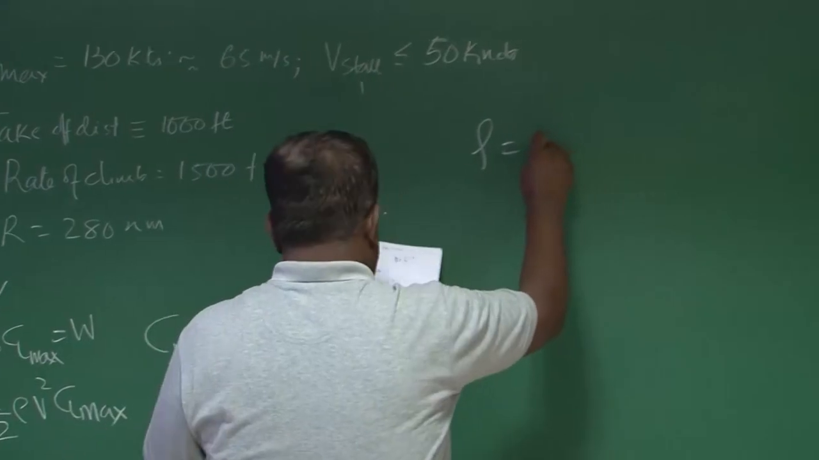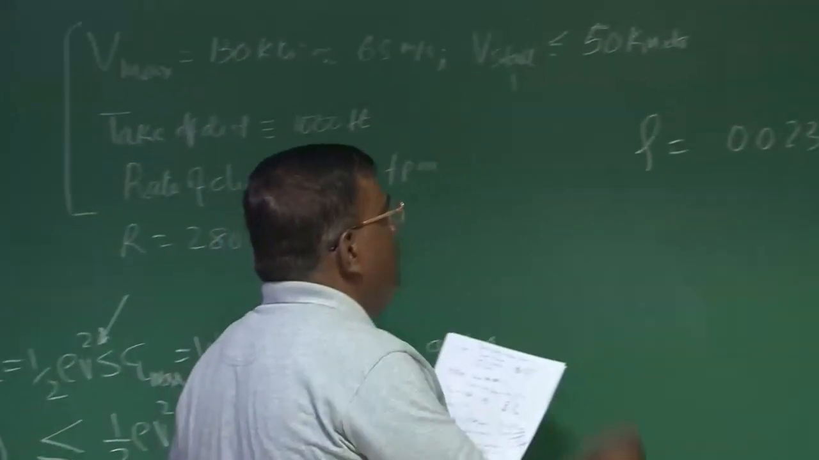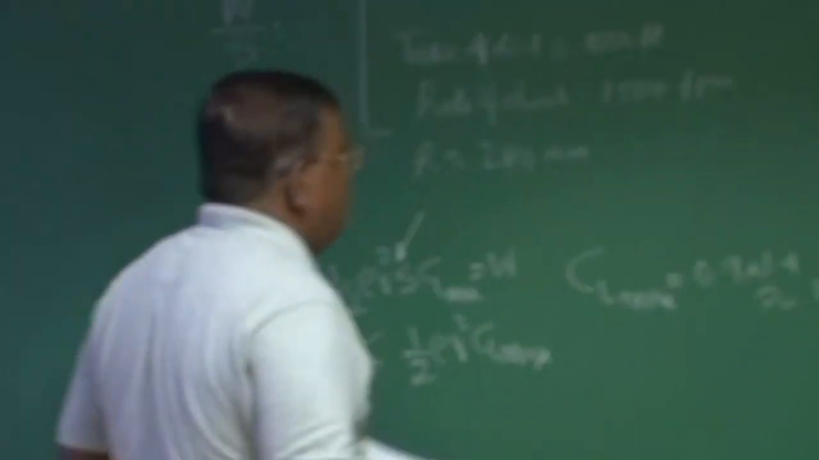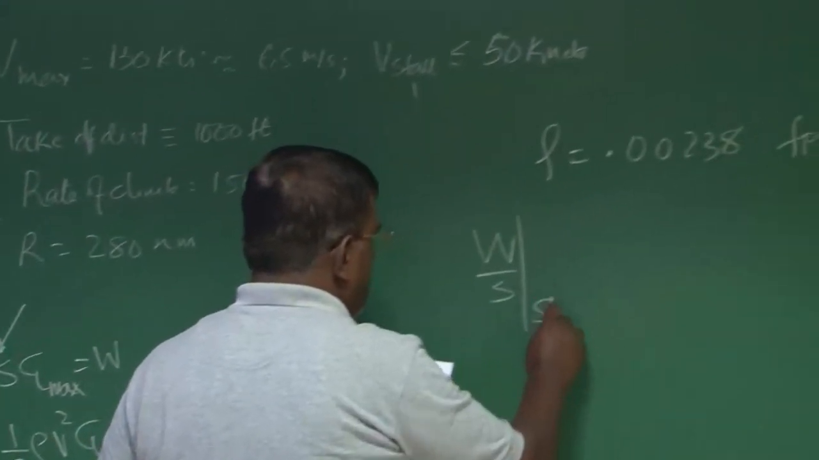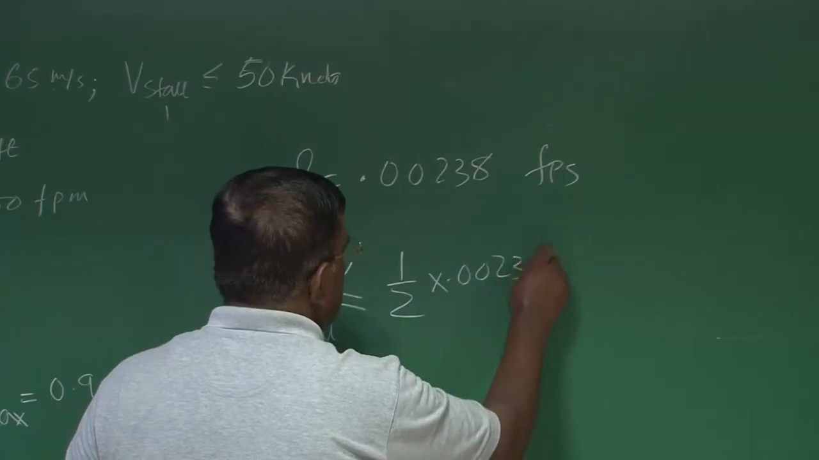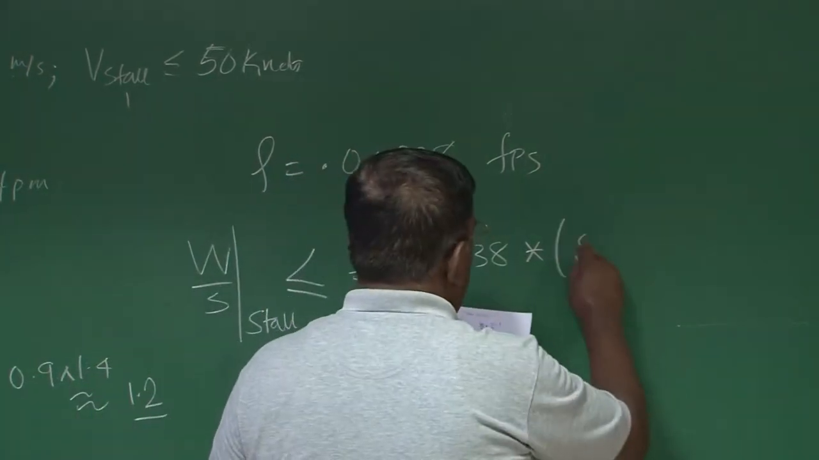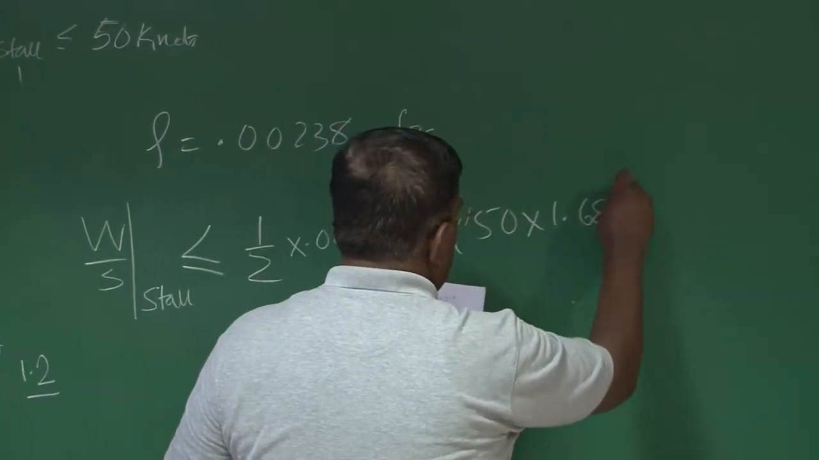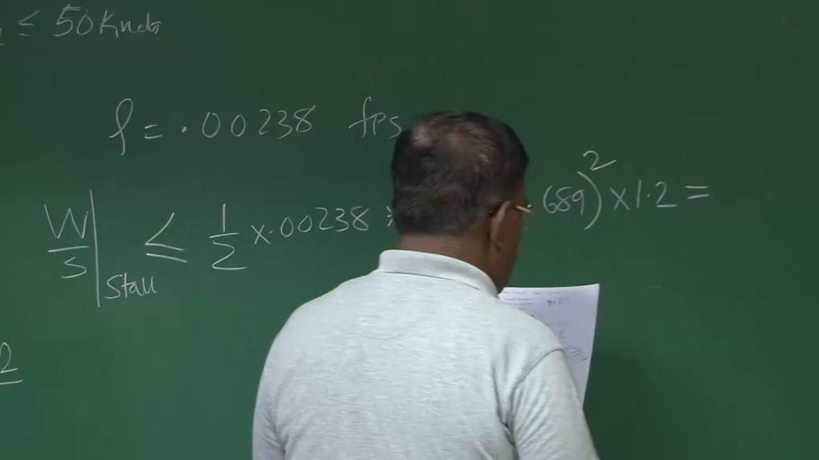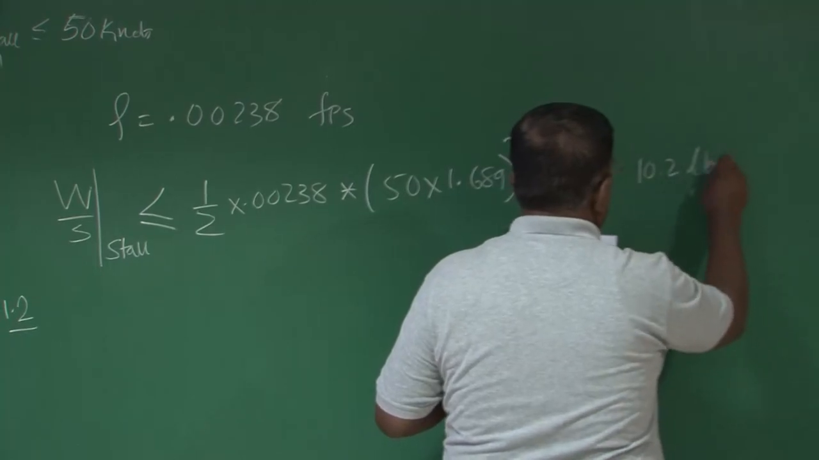If I take rho equal to 0.00238 in FPS units, V stall is 50 knots and rho is in FPS units. It is 0.00238, so I can directly use this. W by S stall will be less than or equal to half rho V square, V is 50 knots, so I have to convert into feet per second, so I multiply 50 by 1.689 to convert into feet per second, into CL max, which is 1.2, and this will give you around 10.2 pounds per feet square.